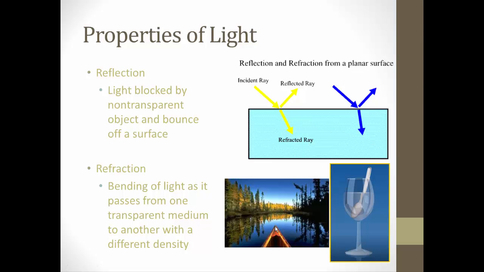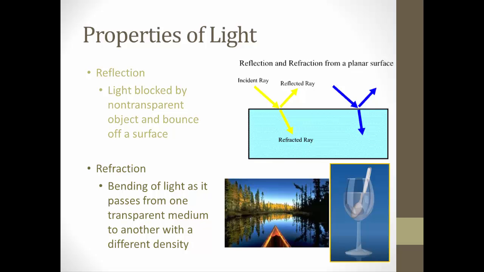A couple properties of light. First of all is reflection. Reflection refers to light being blocked by a non-transparent object and then bouncing off of its surface. So you can see here light reflected off of this surface, and we have gorgeous pictures of lakes with the water reflecting off the surface and giving us a mirror image.